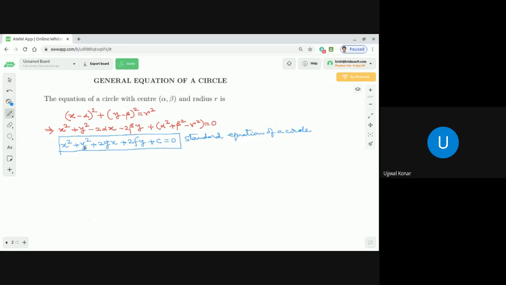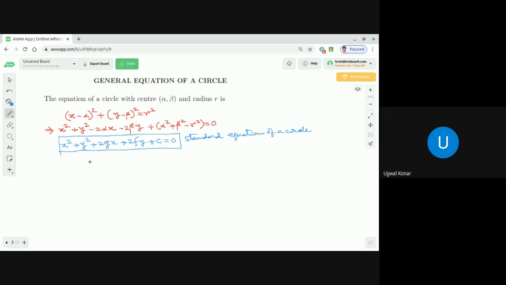Now, if you make a correspondence analysis with the previous one, what we see is that g is equal to minus alpha and f is equal to minus beta. Correct or not? g is equal to minus alpha, and we see that f is equal to minus beta. And what is c? c is equal to alpha square plus beta square minus r square.